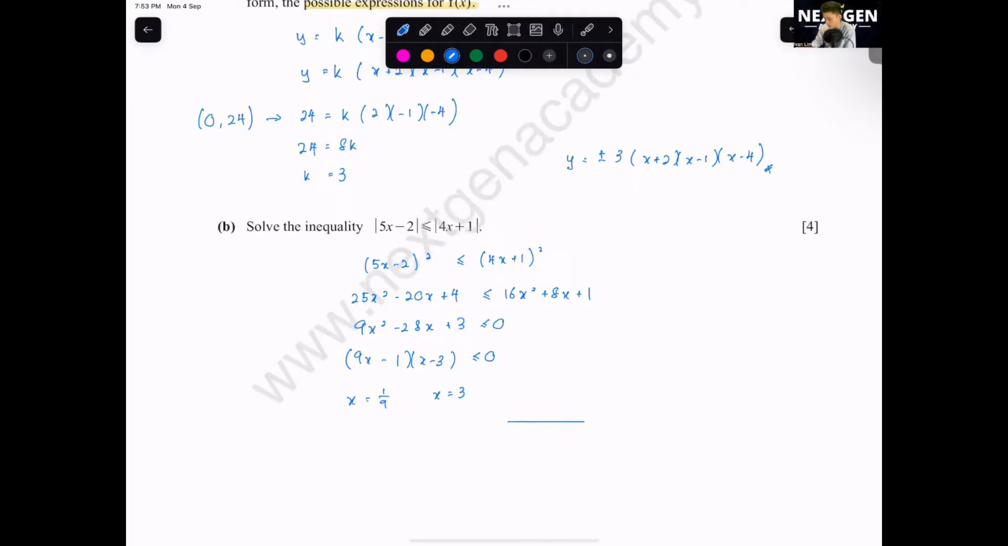So we need to put it in like that. We draw it out, then we put here 1 over 9, here 3. The answer will be in between here because it's less than. I need to write down my final answer: 1 over 9 to 3.